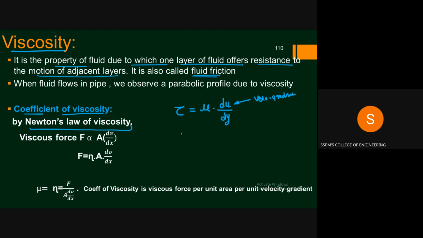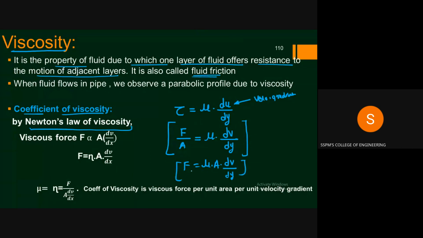Okay, and this tau is nothing but the force per unit area. So this is the shear force. This is equal to mu into dv upon dy. So mu or eta, both are the same. These are the viscosities. So you should remember this equation: F upon A is equal to mu into dV by dy, or F is equal to mu into area into dV by dy.